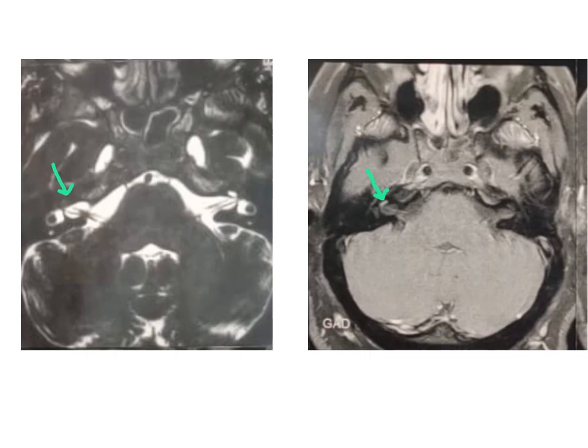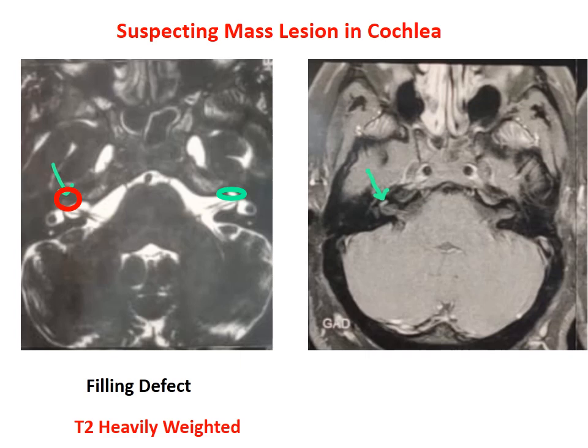Another example. On the first picture, the heavily weighted T2 images, again on the normal side, the left side, there is a cochlea seen, a white cochlea is seen. Whereas on the right side, there is no such cochlea. There is a filling defect. So you are suspecting a lesion in the cochlea. We go for the T1 with gadolinium. What we find is that on the left side there is no mass or lesion, whereas on the right side there is an enhancing lesion which looks white. So this is proved to be a very early cochlear schwannoma.